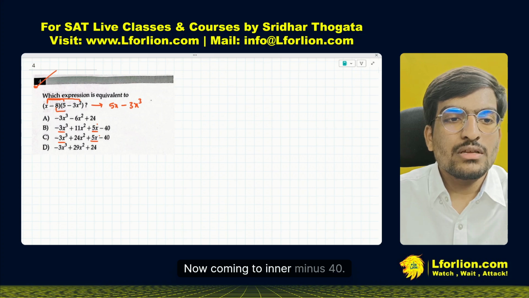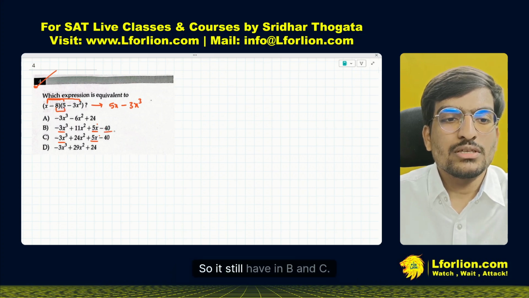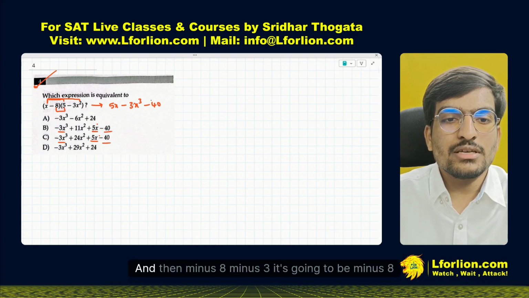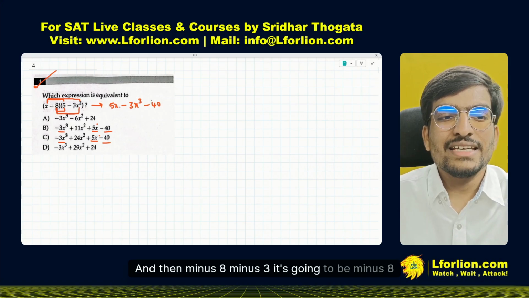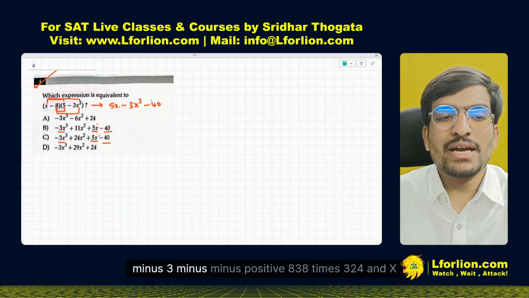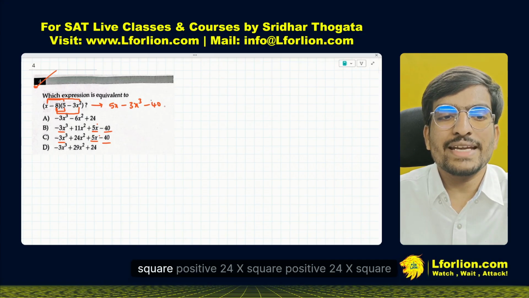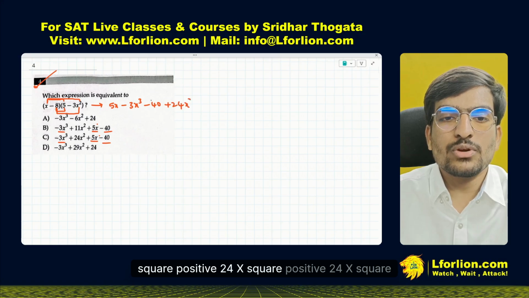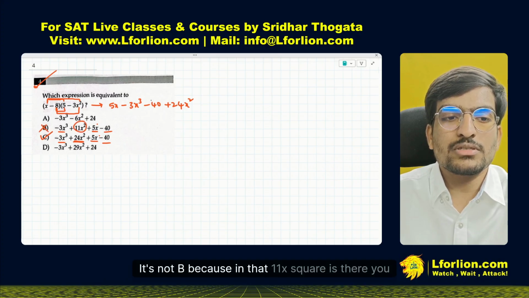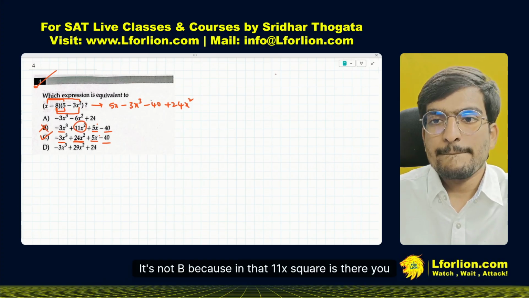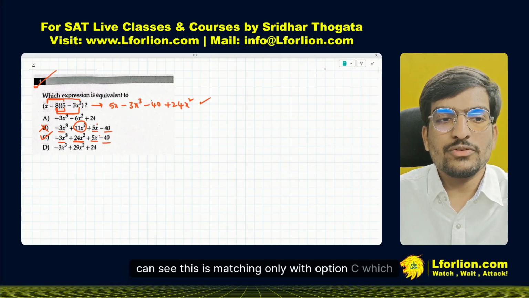Now coming to inner, minus 40. So we still have B and C. And then minus 8 times minus 3, minus minus is positive, 8 times 3 is 24, and x square, positive 24x square. Positive 24x square is there in only option C. It's the answer, it's not B, because in that 11x square is there. You can see this is matching only with option C.